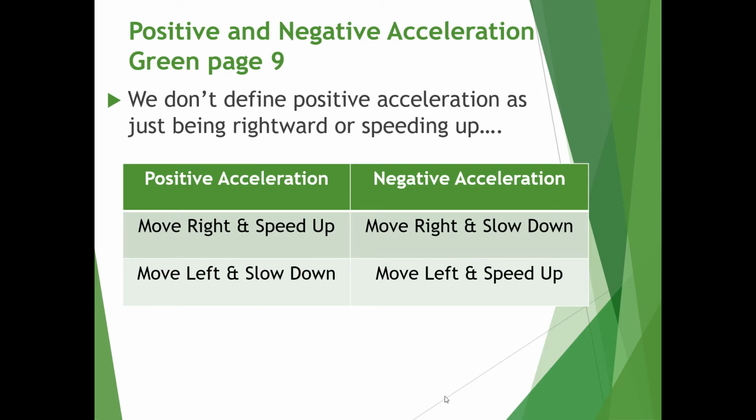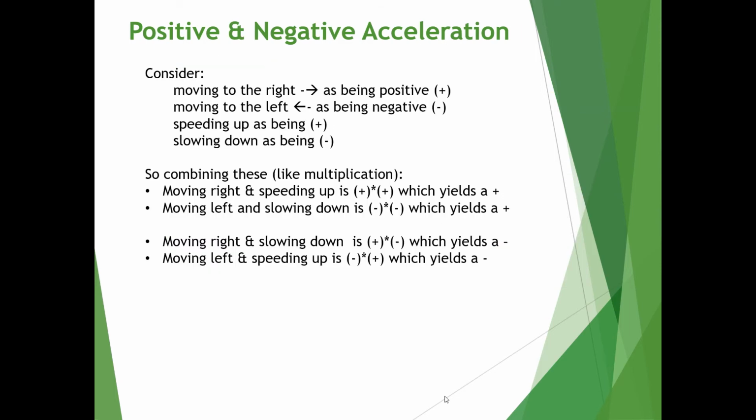So let me dissect this a little bit. If you move to the right, we normally think of that as being positive. And if you move to the left, we normally think of that as being negative. Typically you would think that speeding up is positive and slowing down is negative. So we're going to combine these like multiplication when you're multiplying positive and negative numbers. Remember, a positive times a positive yields a positive number.